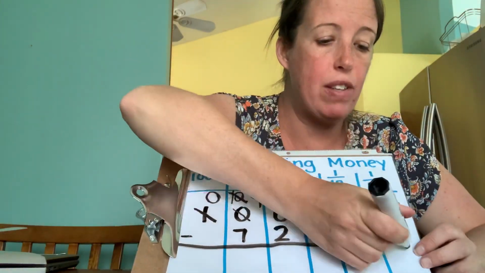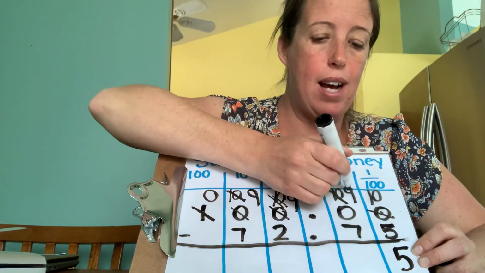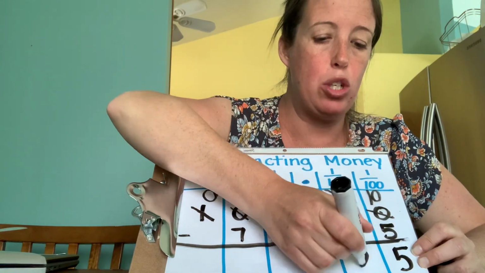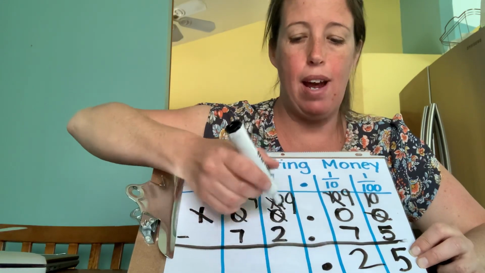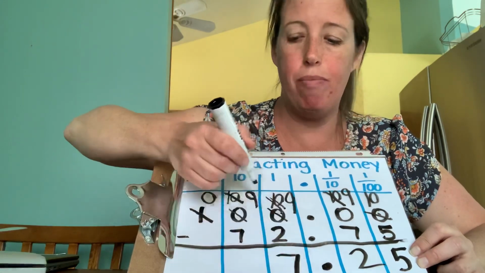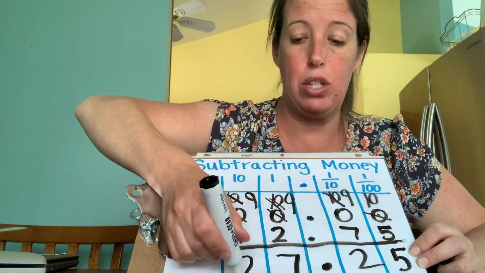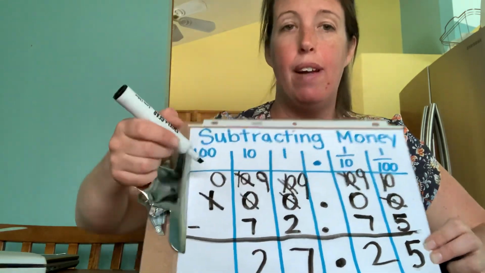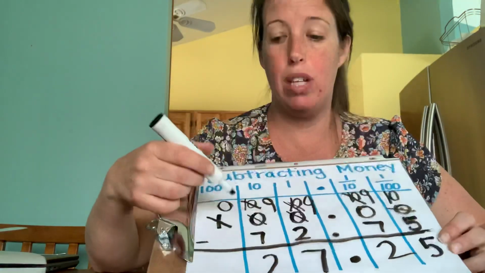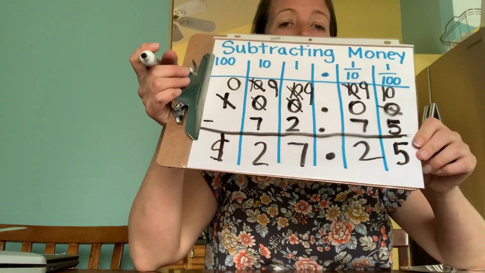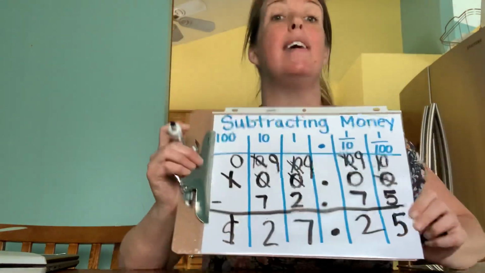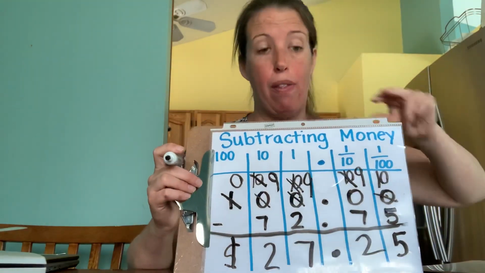10 minus 5 is 5. 9 take away 7 is 2. Decimal, decimal, decimal. 9 minus 2 is 7. 9 minus 7 is 2. Back family. And here I had nothing left. So I have $27.25, and I definitely want to check my work on this one.